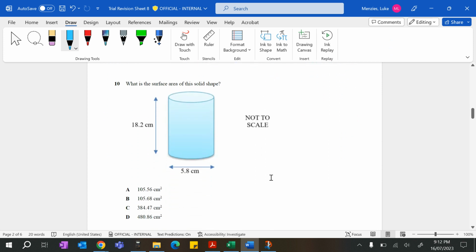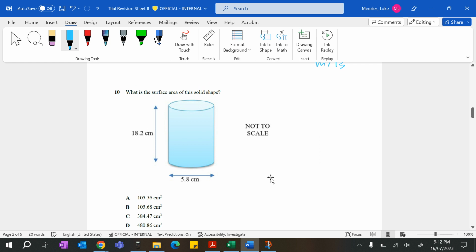Good old surface area. Surface area of this shape. Surface area is on your formula sheet. The surface area of a cylinder is 2 pi r squared plus 2 pi r h. This part, 2 pi r h, is the curved part, and 2 pi r squared is for the two ends, or what we like to call a closed cylinder. This doesn't suggest that it's open or closed, so we're going to assume it's closed.